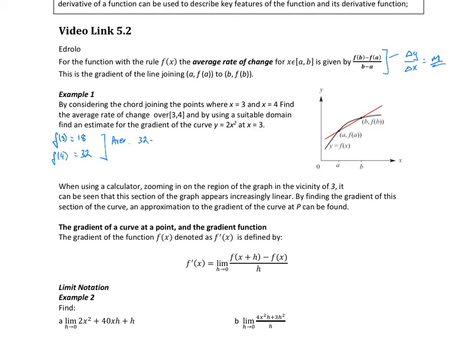And so my average rate of change is y2 minus y1 over x2 minus x1, which is equal to 14. So my average rate of change is 14.